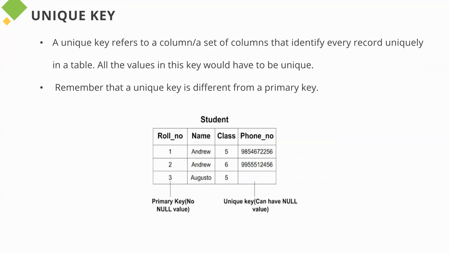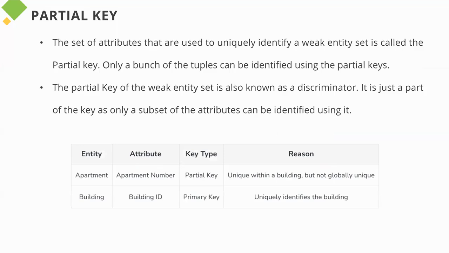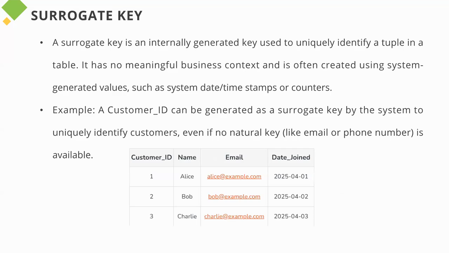Unique key: a unique key is the same as a primary key but can have null values, whereas a primary key cannot have null values. Partial key: it uniquely identifies the weak entity set. Like for the strong entity set we have the primary key, for the weak entity set, if you want to identify it uniquely, you use the partial key.